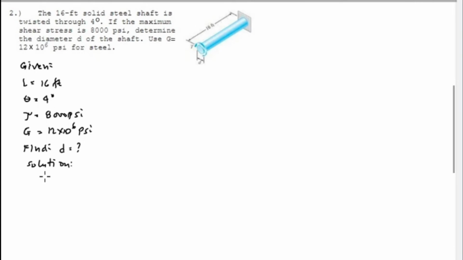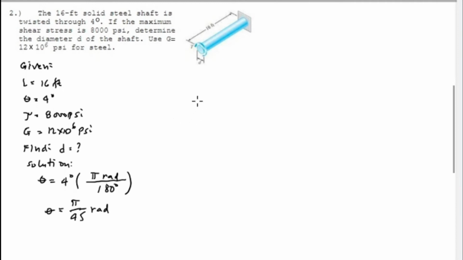We need to convert the angle theta into radians. So we have 4 degrees, and the conversion 180 degrees is equal to pi radians, so we multiply by pi radian and divide by 180 degrees. In terms of pi, 4 over 180, pi over 45 radians, and this is for theta.